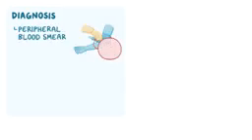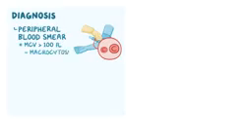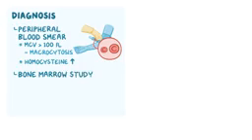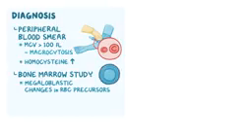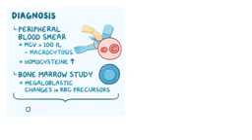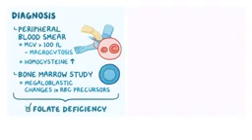Diagnosis of folate deficiency relies on a peripheral blood smear, which shows large red blood cells. On a blood sample, a mean corpuscular volume, or MCV, larger than 100 femtoliters suggests macrocytosis. Homocysteine level is also elevated. A bone marrow study can also be done to look for the megaloblastic changes in red blood cell precursors at various stages of differentiation. After confirming that there is folate deficiency, the cause should be found.